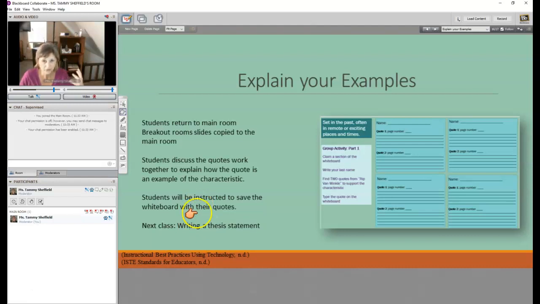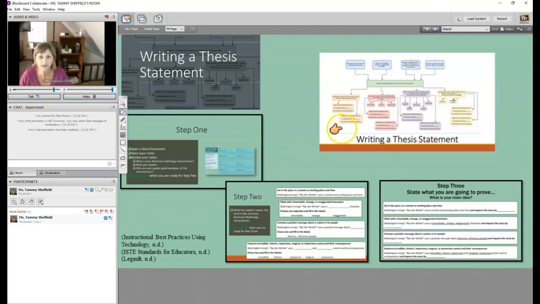Once they do finish this activity, we will begin writing our thesis statement, and that is the second lesson required for assignment 4. Okay. All right, so let's jump in and look at that. So for writing a thesis statement, again, I'm going to use my flowchart that I created for assignment 3. Yeah, assignment 3.